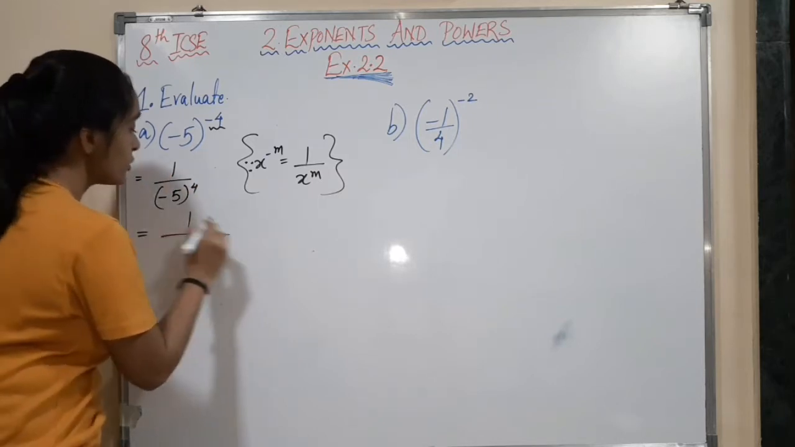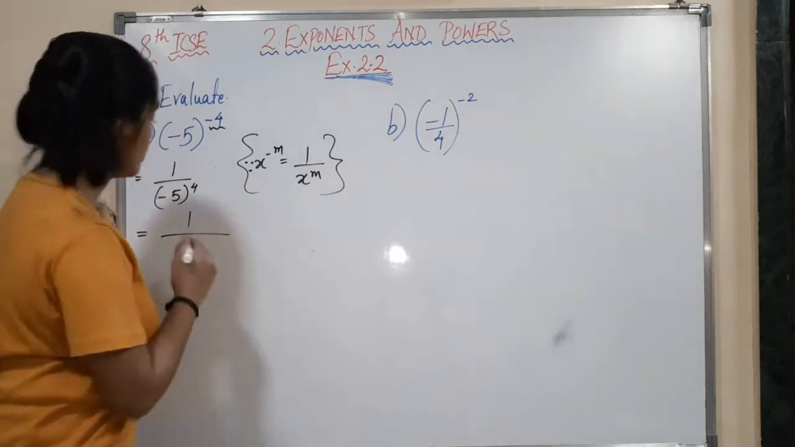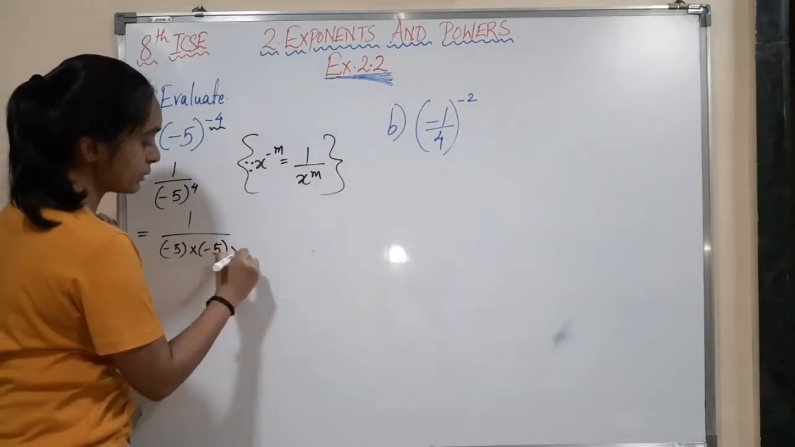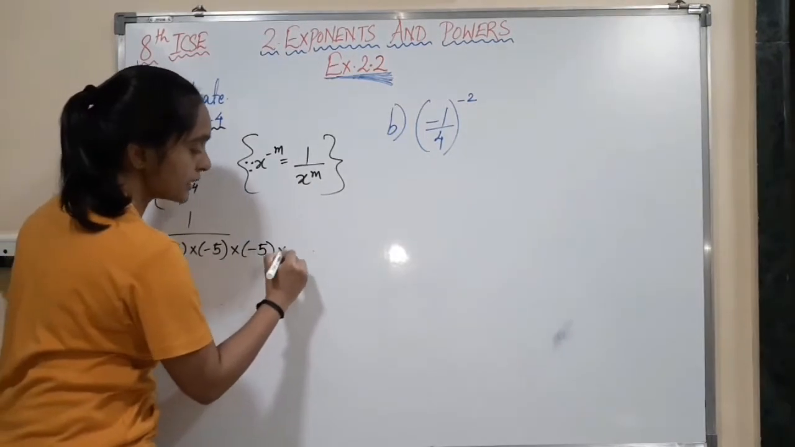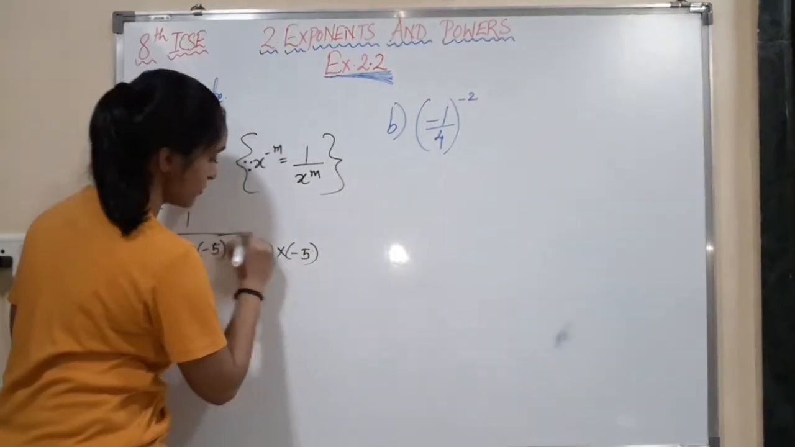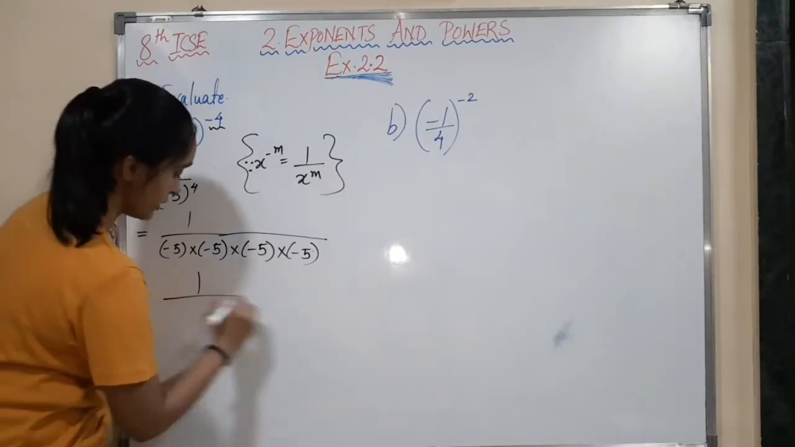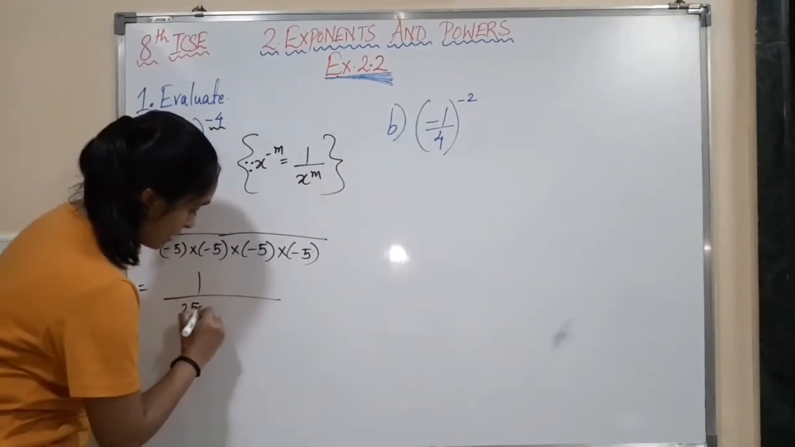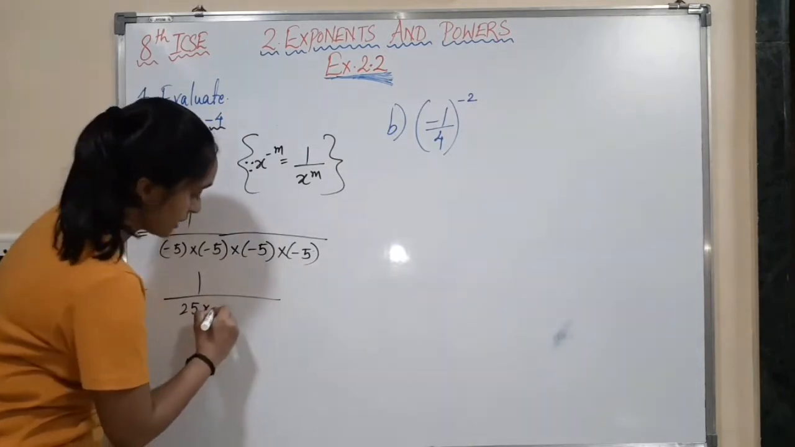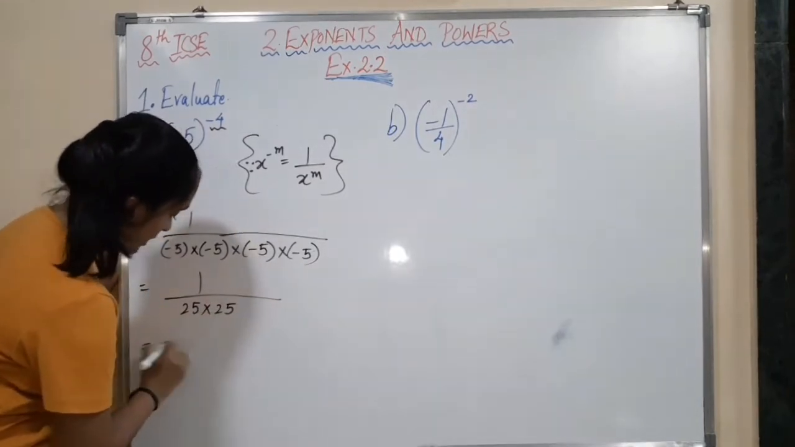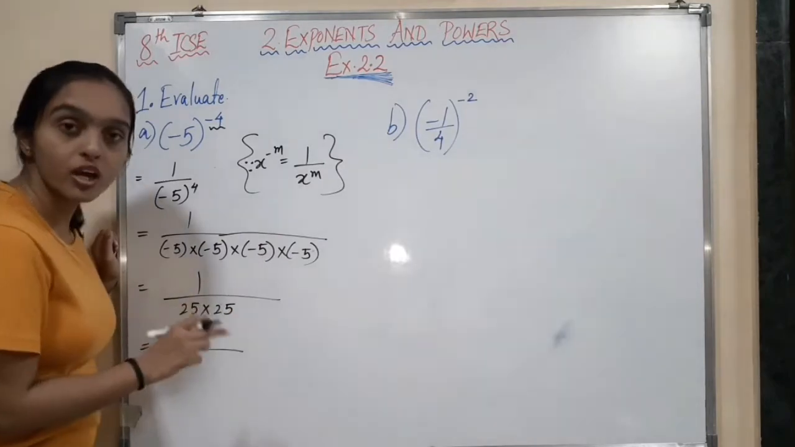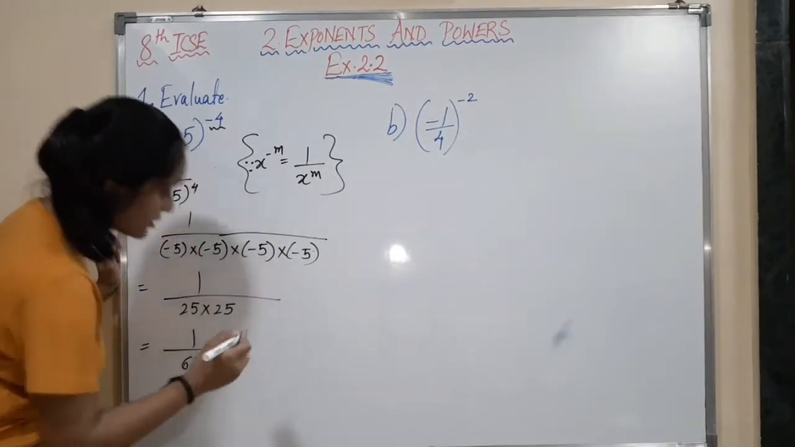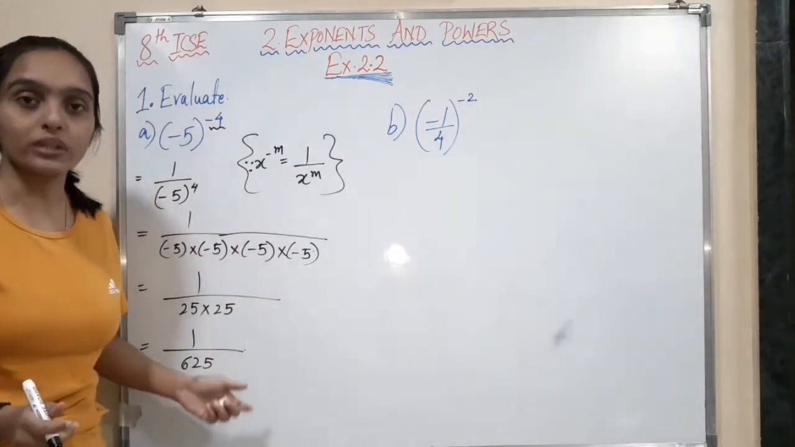So 1 upon minus 5 raised to 4 means what? Minus 5 multiplied by minus 5 multiplied by minus 5 multiplied by minus 5. So you will get 5 5s are 25, minus minus is plus. Again minus 5 multiplied by minus 5 is 25. And then square of 25 is 625. So the final answer you get is 1 upon 625.